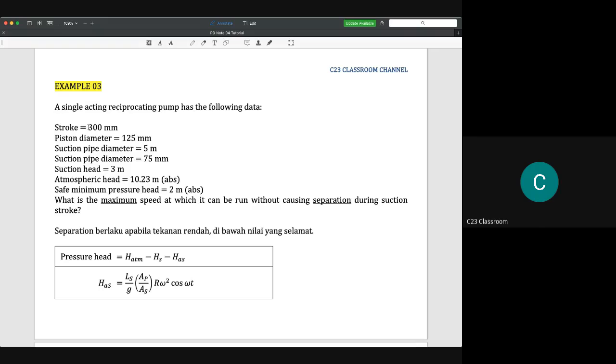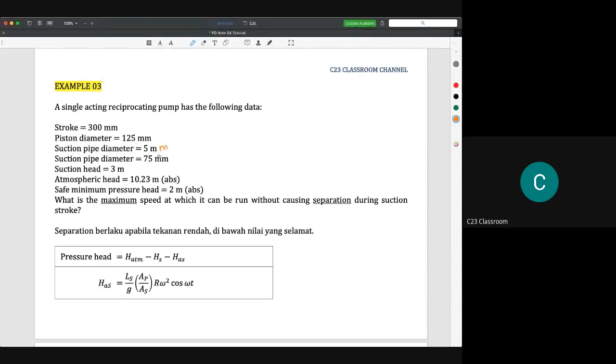Stroke 300 millimeters, piston diameter 125, suction pipe diameter is 75 millimeters. I'm sorry, suction pipe length here is 5 meters. So you assume this is the length of the pipe.